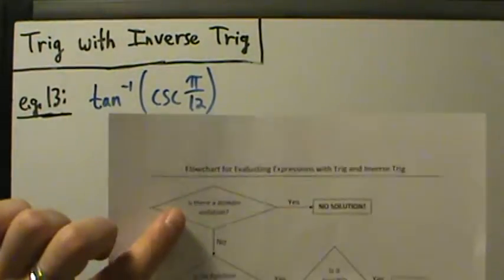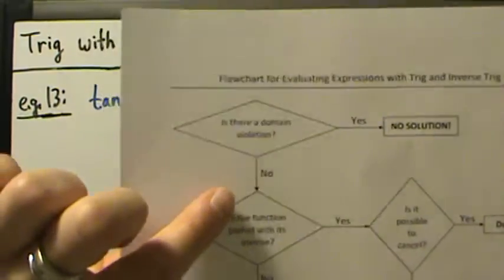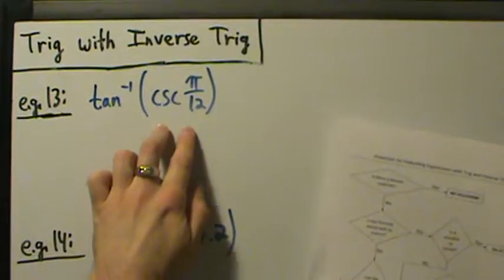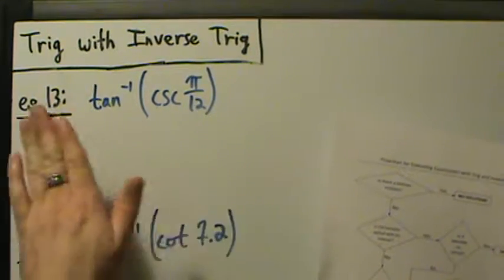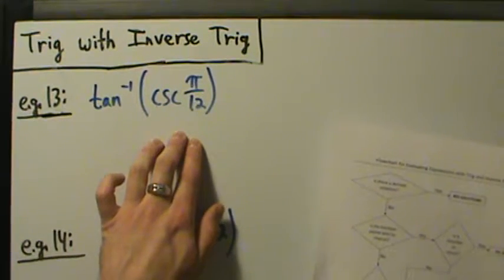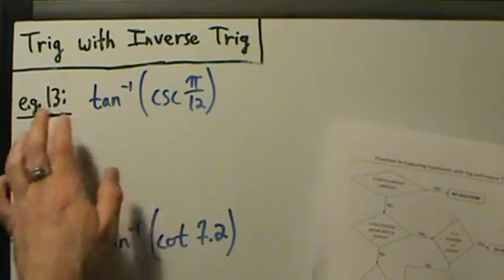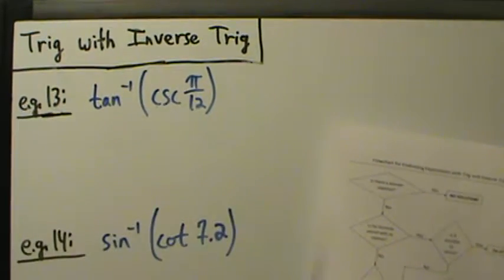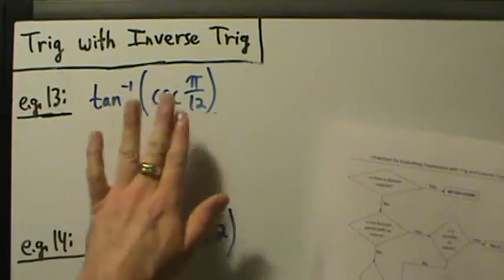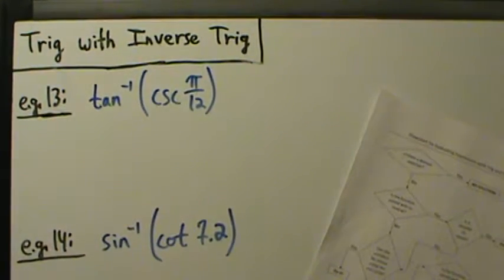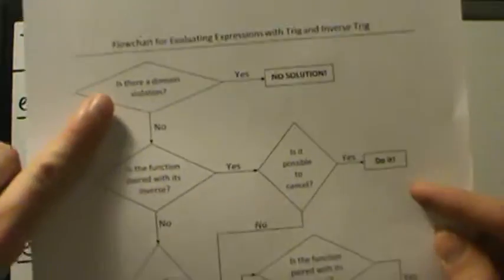Starting on the flowchart here, is there a domain violation? No, there's not, because cosecant of pi over 12 is totally fine. Pi over 12 is inside of the domain of cosecant. And also, for inverse tangent, the domain is all real numbers. So you can take any real number at all and just shove it inside the inverse tangent function and you're good to go. So no domain restrictions here. That's all fine.